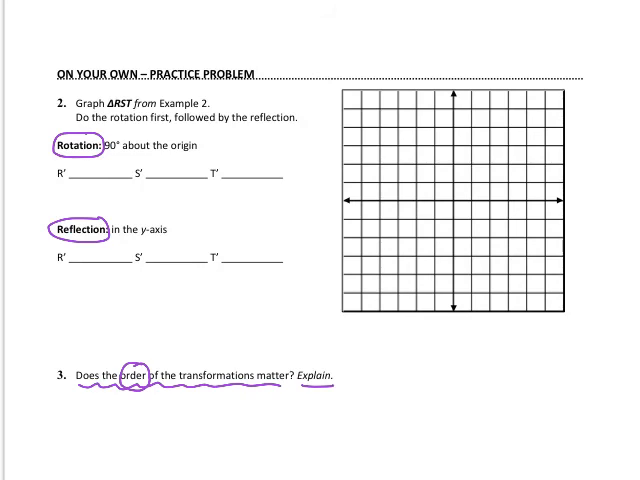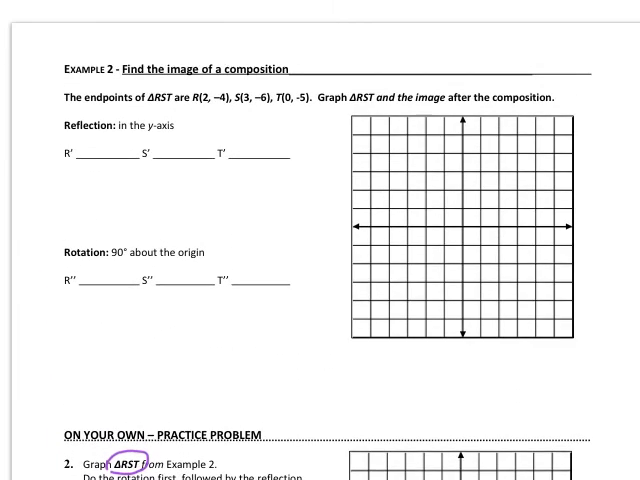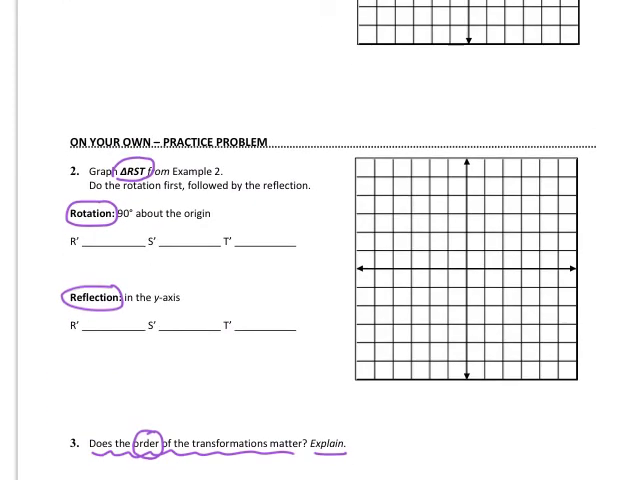So when you go up here, I would like you to graph the triangle RST. If you look at the points that are above, in example 2, you're going to graph the original 3 points. And then, after you do that, rotate the triangle around the origin. Remember, counterclockwise because a direction has not been given to you. And then reflect in the y-axis.